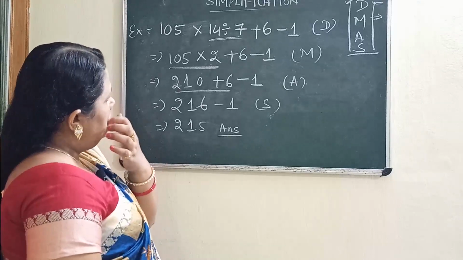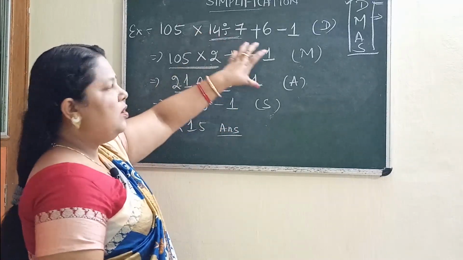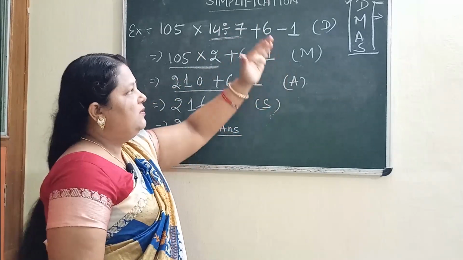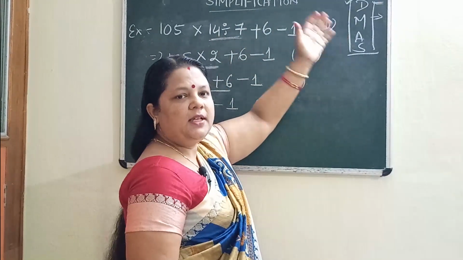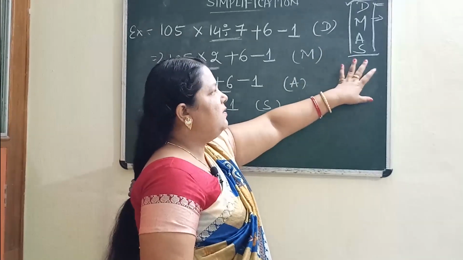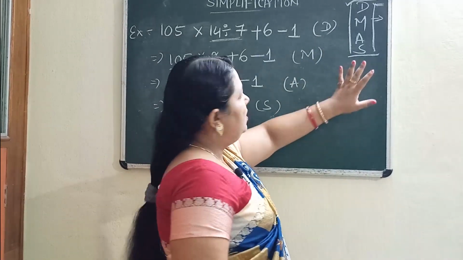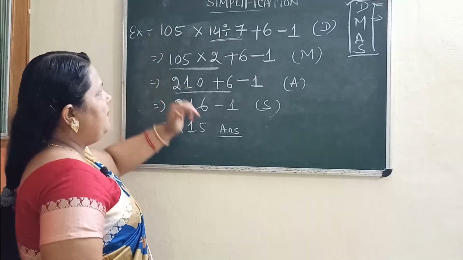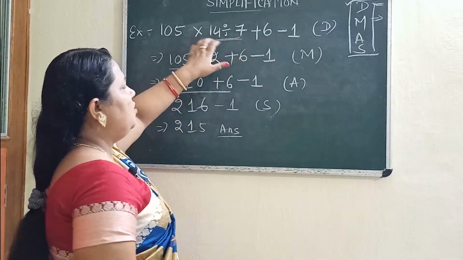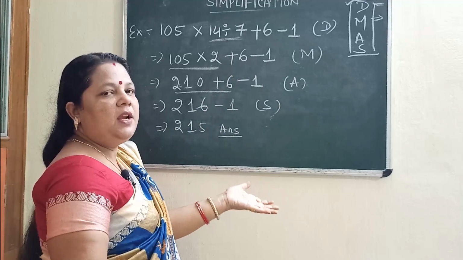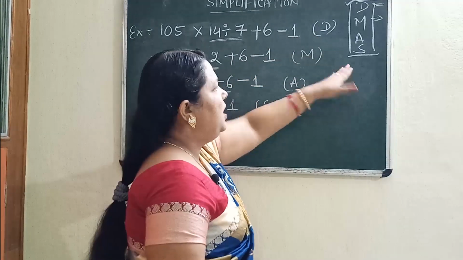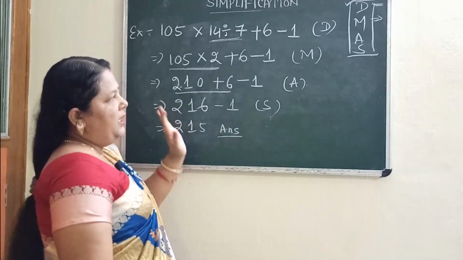Clear? So don't be confused when all the operations are given. You have to follow in a systematic way. First division, then multiplication, then addition. At last you will operate subtraction and you will get a single value. We have simplified this complicated thing. Don't be confused that so many operations are there. How to solve this? Okay, don't panic. You have to follow this rule. Then easily you can get the answer.